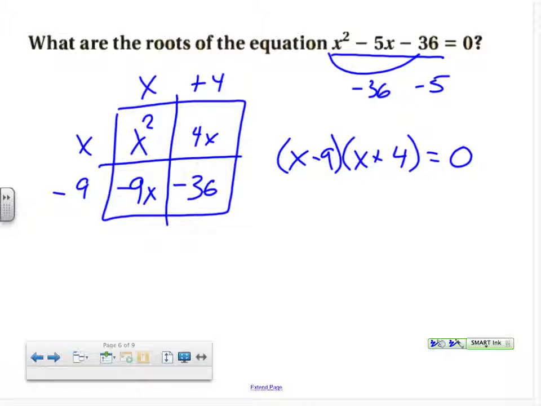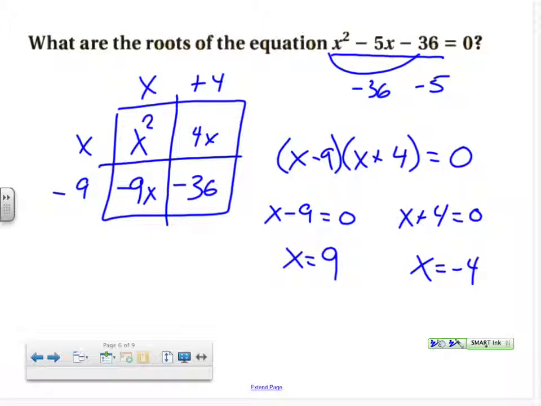And so we're multiplying, the answer is 0, so we know either x minus 9 equals 0 or x plus 4 equals 0. Solve each of these. We can see x is equal to 9, x equals negative 4. You can also kind of use the trick. You take the opposite of what you see in there. Whatever's in parentheses, you take the opposite of. We're finding the x-intercepts. It's like what we did for graphing from intercept form.